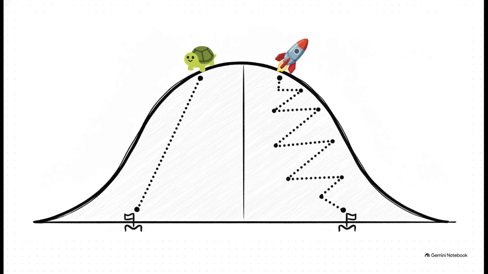Contrast that with stochastic gradient descent, or SGD. SGD updates the weights using just one training sample at a time. It's highly noisy and bounces around a lot, but it's super fast and requires very low memory. Because of these two extremes, we usually use mini-batch gradient descent. It uses small groups of samples, acting as the perfect, widely used Goldilocks compromise.